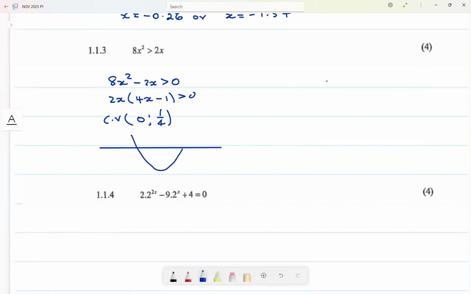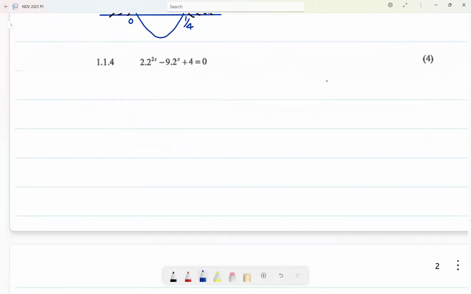So this is a quadratic graph. I have 0, I have 1 over 4. Where is it greater than 0? Greater than 0, it is on this portion thereof. So therefore my solution will say x is less than 0, or x should be greater than 1 divided by 4. Beautiful stuff.